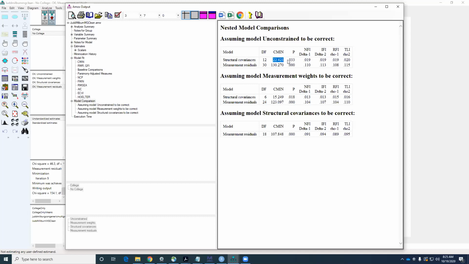And that's a small effect. It's a very small effect. And the measurement residuals, well, clearly that's not at all good. So that chi-square difference test is very large.